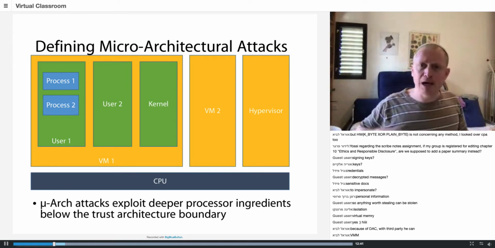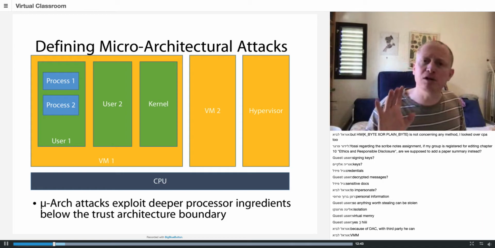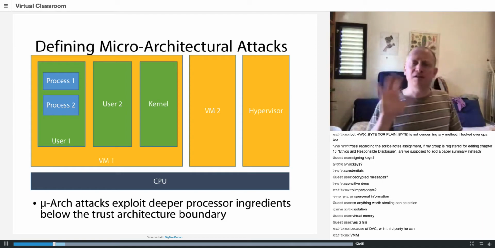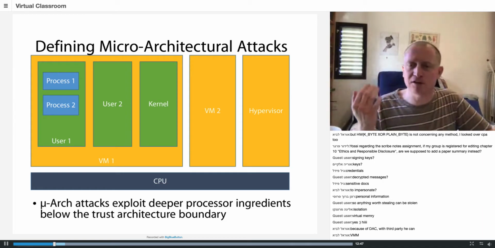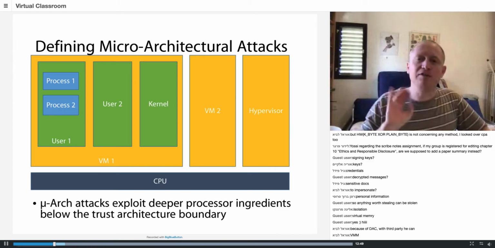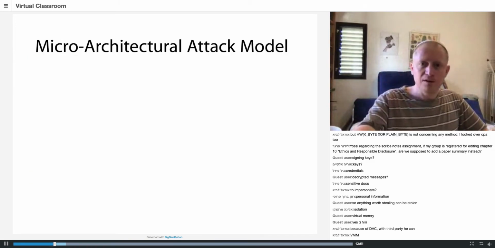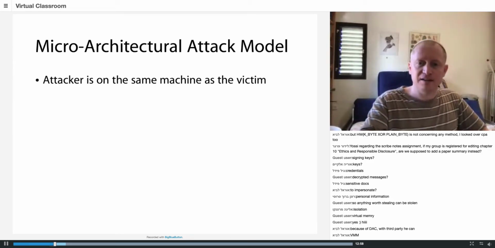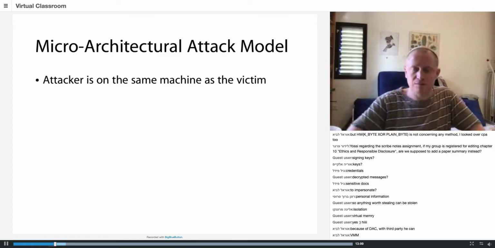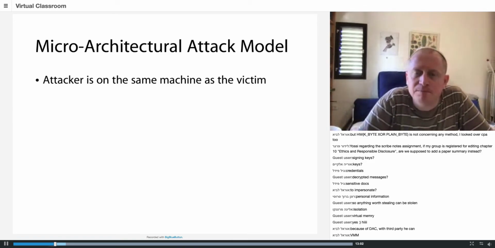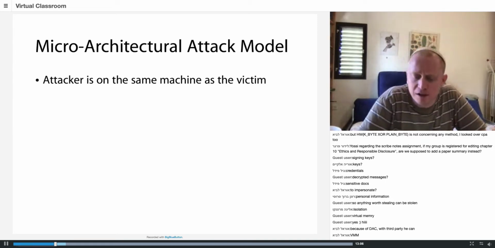And I want to tell you a little bit about the attacker model here. The attacker model is a little different than the previous talks, previous weeks, and it also needs justifying. The attacker model of microarchitectural attack assumes that the attacker is on the same machine as the victim. So let me ask you a review question. If the attacker and the victim are on the same machine, what's the point of the attack? They're on the same machine anyway.